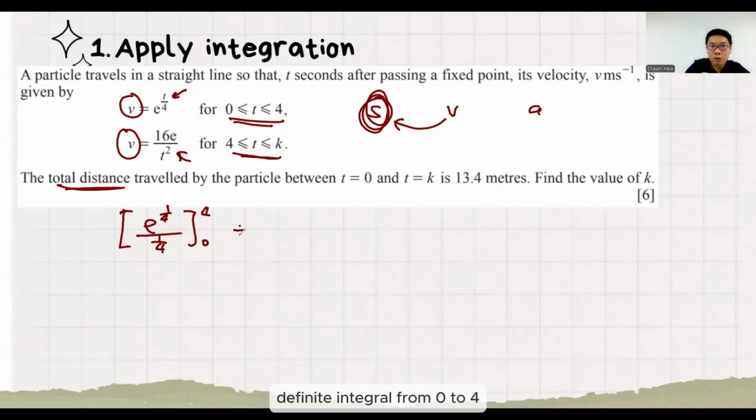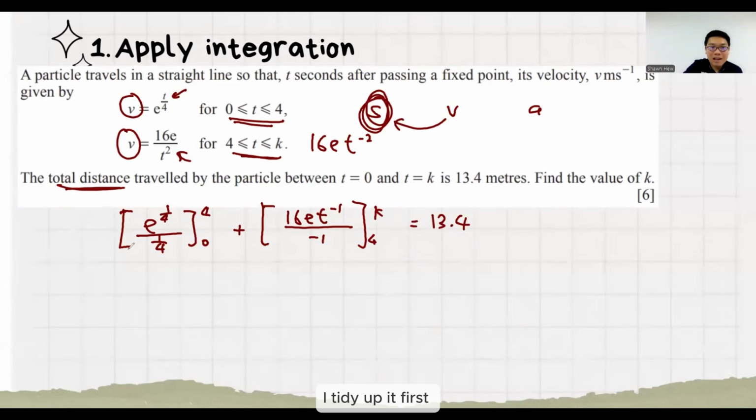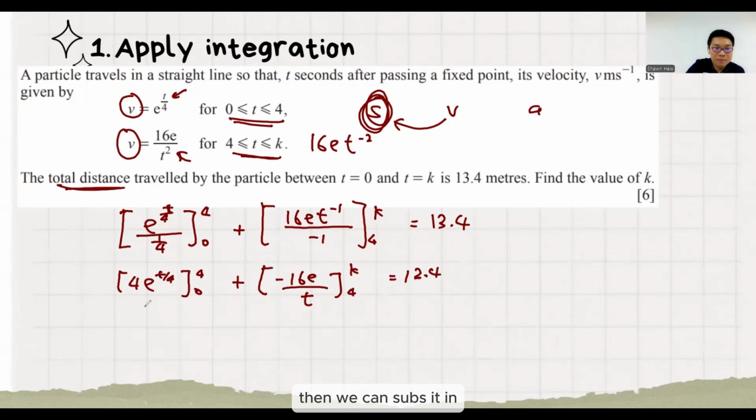definite integral from 0 to 4. And then for this part, power plus 1 over new power, and then definite integral from 4 to k. So the sum of these two is 13.4. I tidy it up first. Divide by 1/4 means times 4. Here is negative 16e over time. Then we can substitute in.